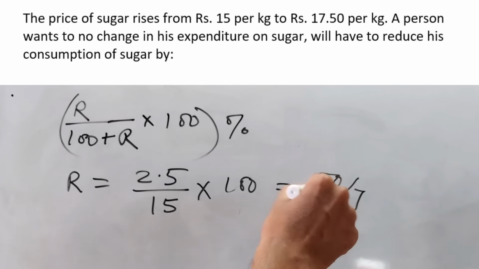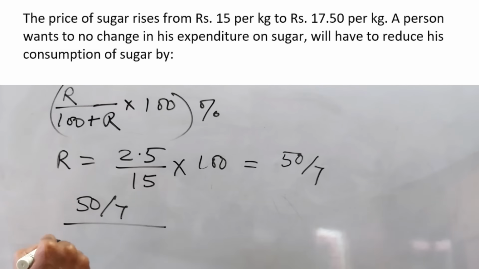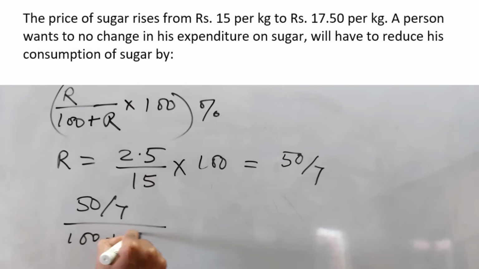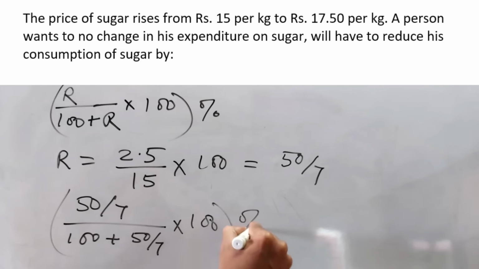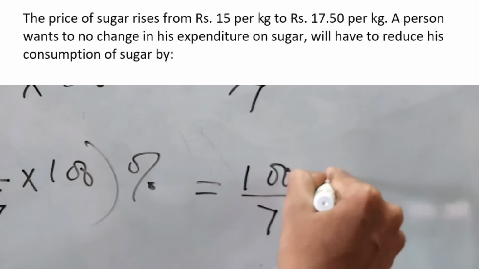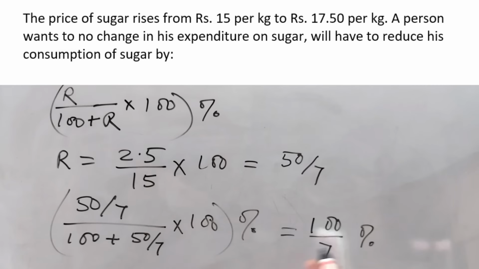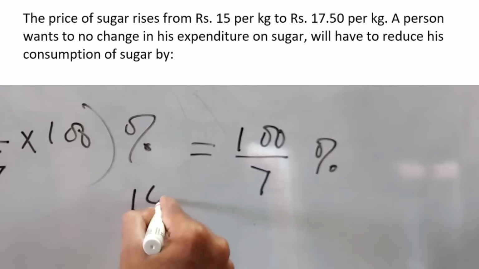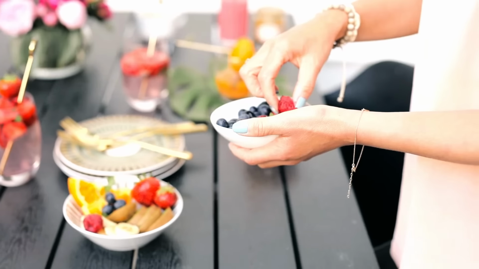Just make it like this. We have to work on this. Now, if we put this in the formula, it will be 50 by 7 divided by 100 plus again 50 by 7 into 100 percentage. Now if you solve this, simple way, it will be 100 by 7%. Now you can get the decimal value or fractional value. It's totally up to you. You can make it a mixed fraction, something like 14 2 by 7%. Clear?